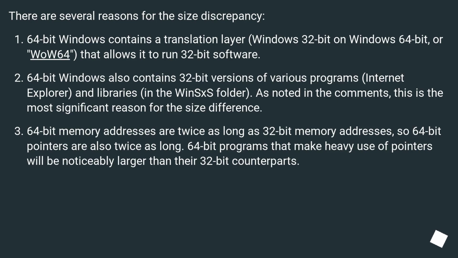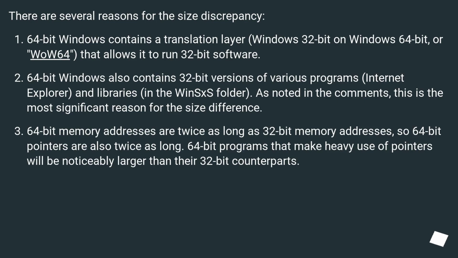There are several reasons for the size discrepancy. 64-bit Windows contains a translation layer, Windows 32-bit on Windows 64-bit, or WoW64, that allows it to run 32-bit software. 64-bit Windows also contains 32-bit versions of various programs, Internet Explorer, and libraries, in the WinSxS folder. As noted in the comments, this is the most significant reason for the size difference.